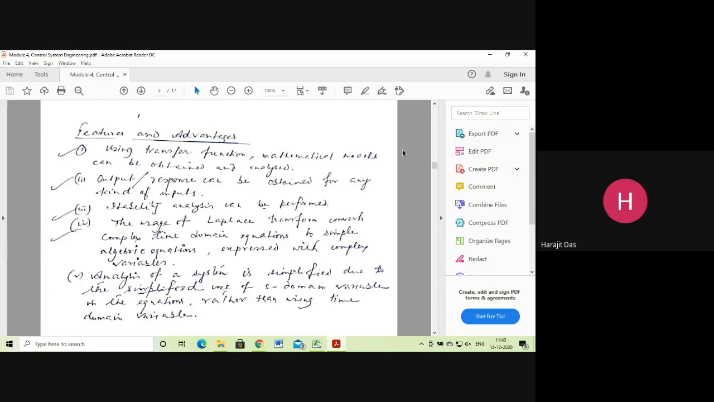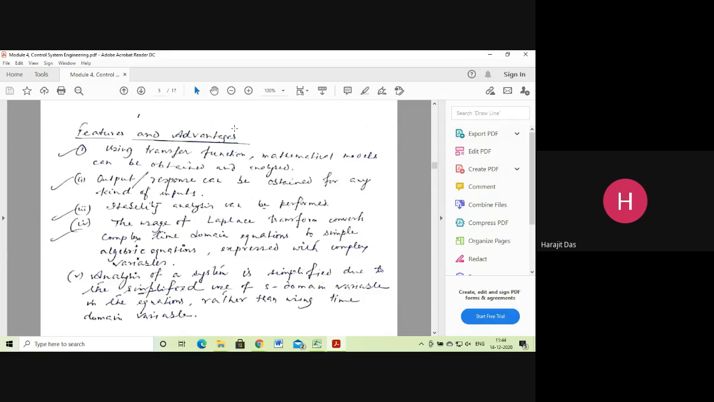Okay, what is mathematical modeling, if I ask you? Basically, it is the process of obtaining the mathematical description of a system. It may be the differential equation of motion, whatever it is, obtained by applying laws like Kirchhoff's law for an electrical system or Newton's laws of motion for a mechanical system. That kind of mathematical description is called mathematical modeling.